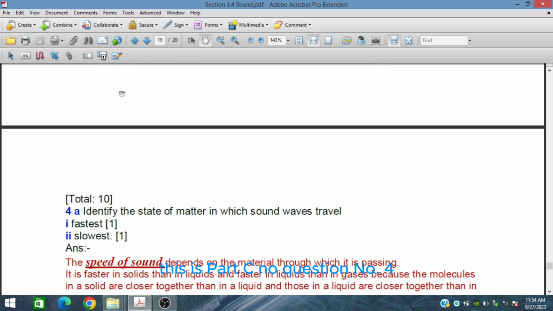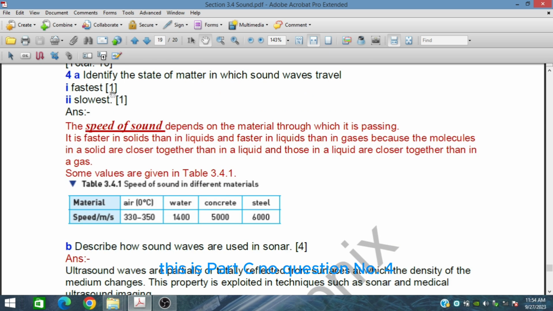This is part C. Now question number 4. Identify the states of matter in which sound waves travel fastest and slowest. Fastest in solid. The speed of sound depends on the material through which it is passing. It is faster in solid than in liquid, and faster in liquid than in gases, because the molecules in a solid are closer together than in a liquid, and those in a liquid are closer together than in a gas. So the highest speed is in solids, then liquids, and the lowest speed in air or gases.